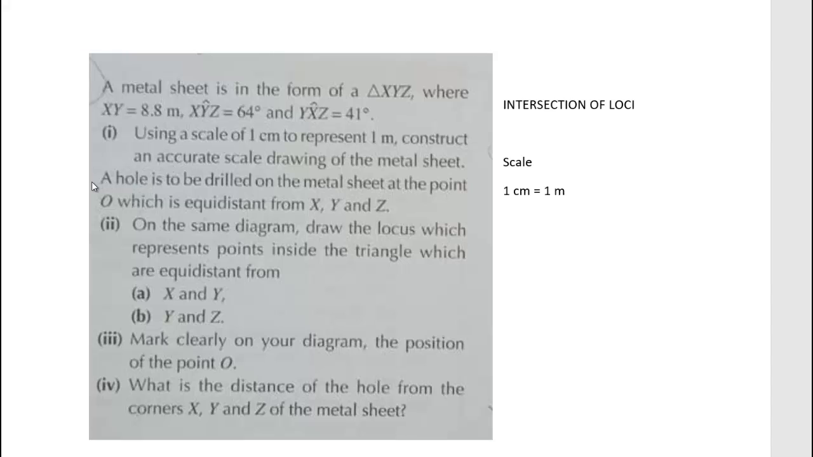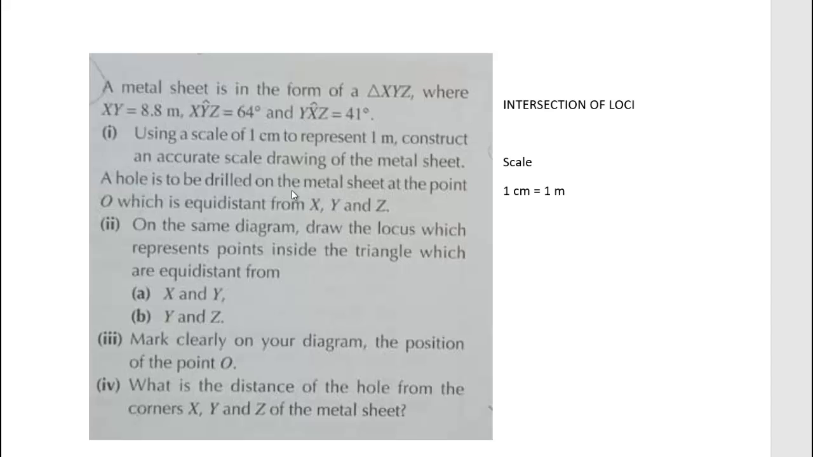A hole is to be drilled on the metal sheet at the point O, and this point O is equidistant from 3 points X, Y, Z. Now we will try to understand step by step. So let's understand this question step by step. First we have to understand that this point O is equidistant from these 2 points X and Y.